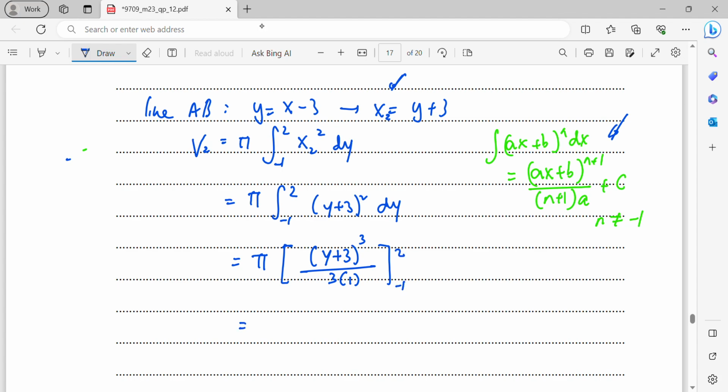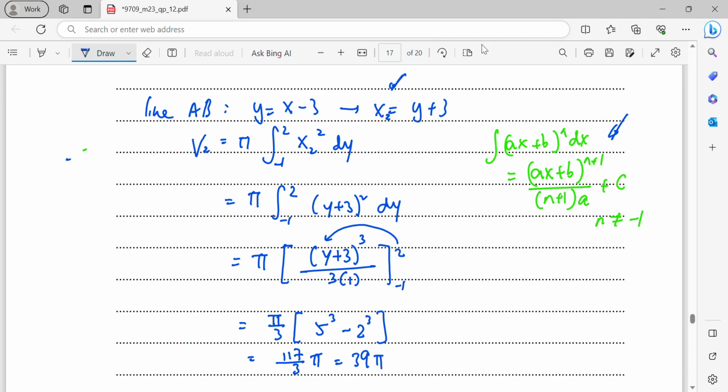So now here, I will factorize the over 3 and combine with the pi. I will get pi over 3. And then now replace the y by 2 first. So I will get 5 cubed minus, when I replace the y by minus 1, is going to be 3 minus 1, which is 2 cubed. Okay, then now here you will get 117 over 3 pi, which is our 39 pi.